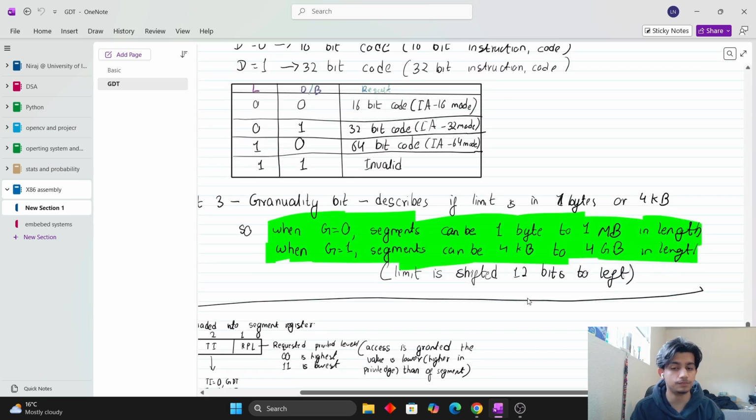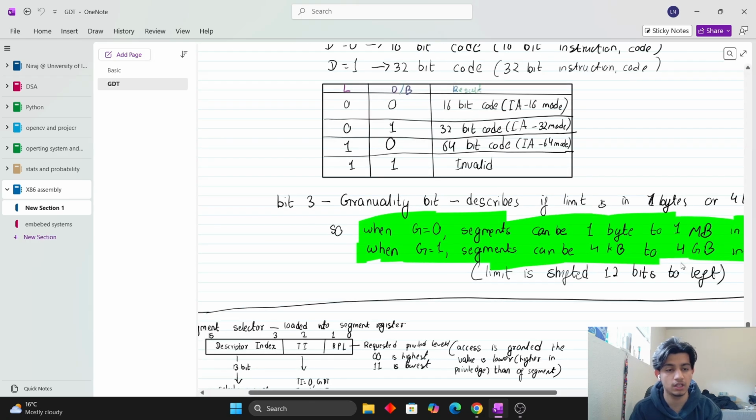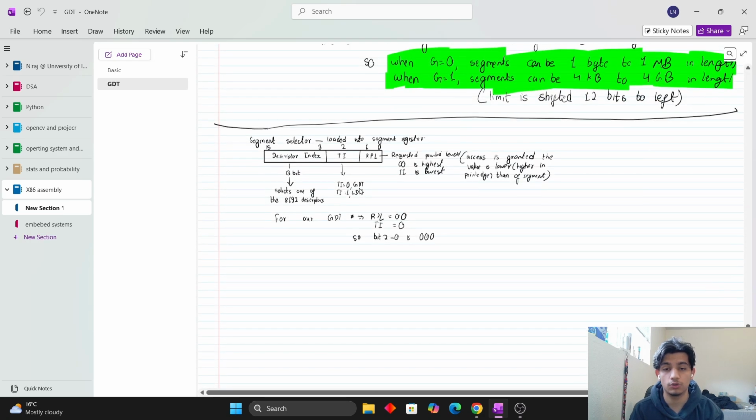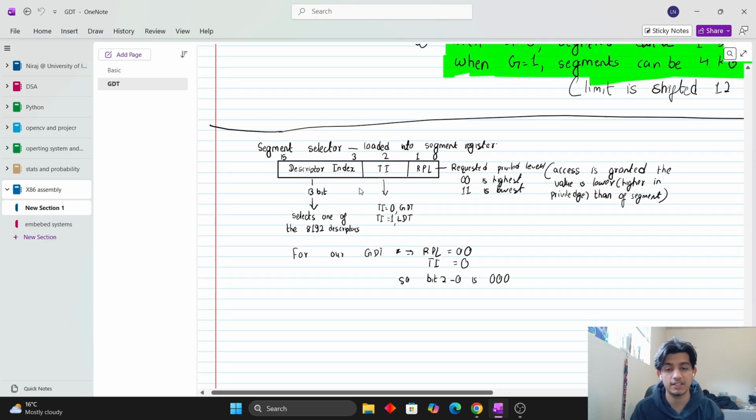So I have also written that the limit is shifted 12 bits to the left. That means we multiply it by 4 kilobytes. This is a conversion thing that you need to understand if you are implementing it, but don't worry about it. The last thing we need to understand before we code in the next video is the segment selector.